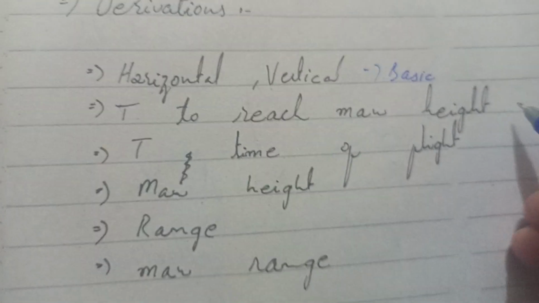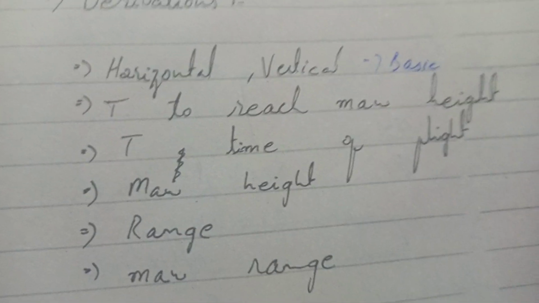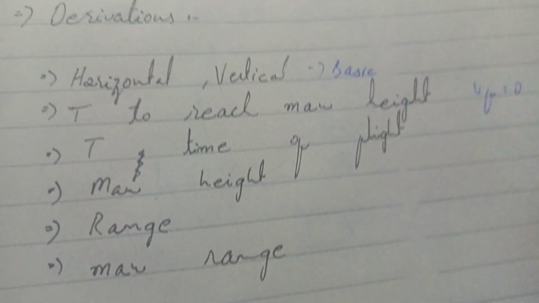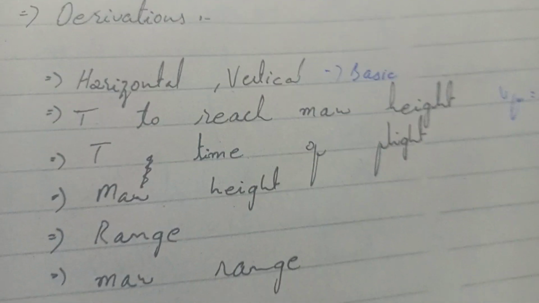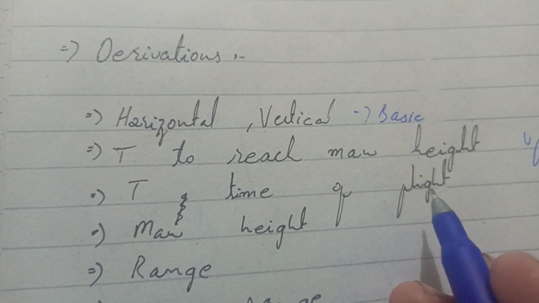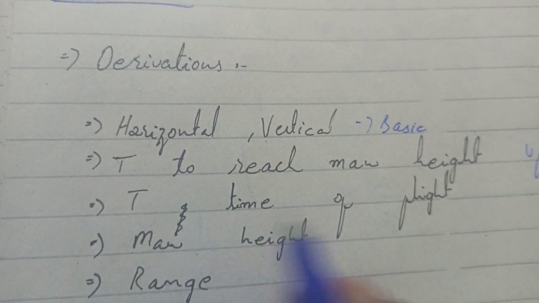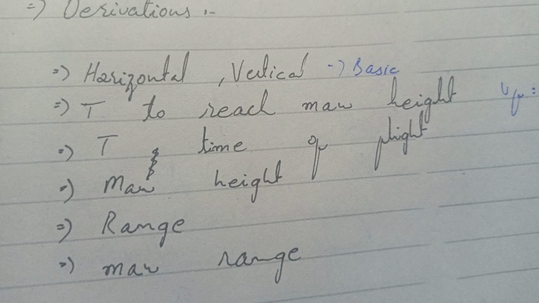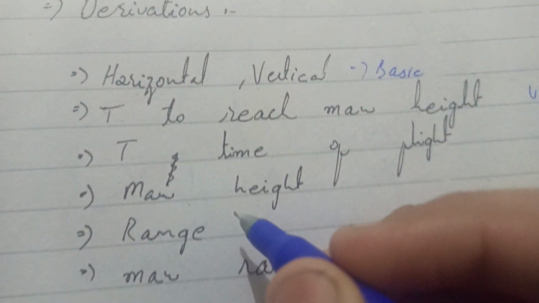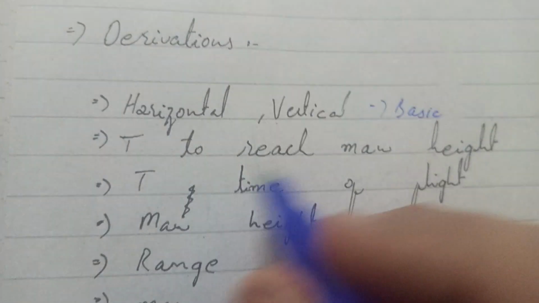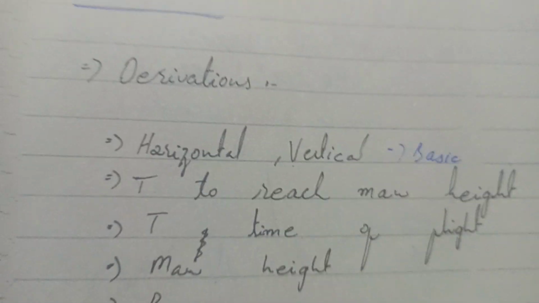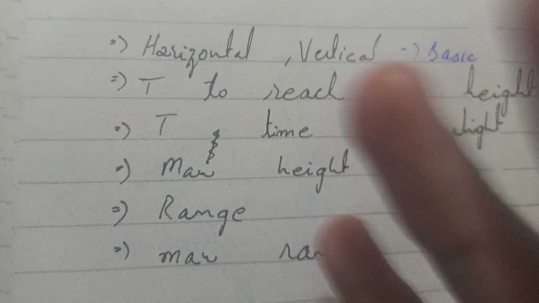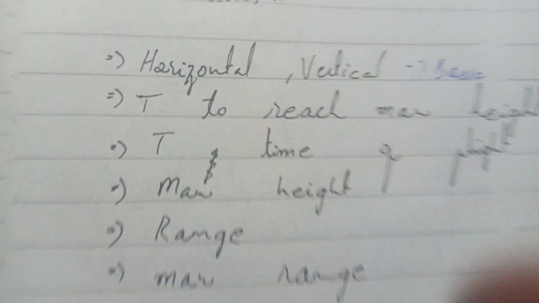The time to reach the maximum height means the Vf will be 0, and at that point, how much time will it take to be there. Total time of flight means from initial to final. Then we have max height. Firstly we discuss how much time it will take, and now we'll discuss how much distance it covers, in terms of maximum height.